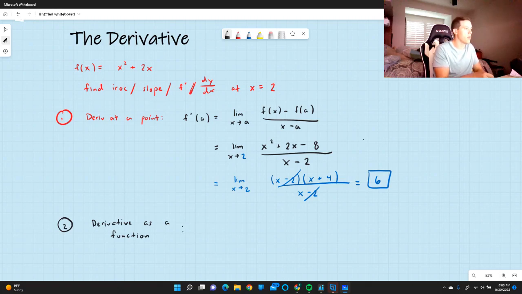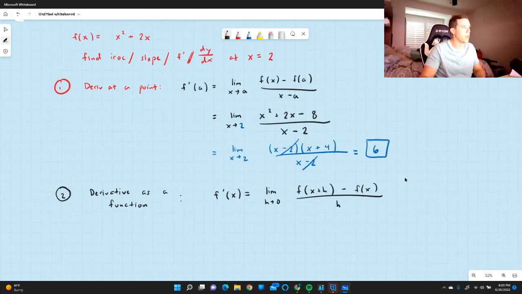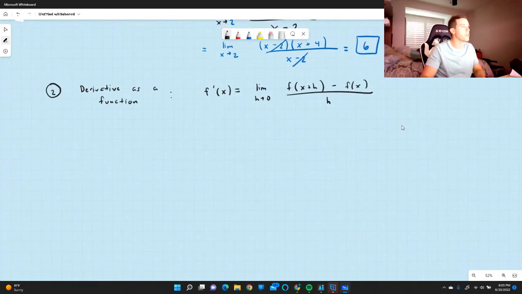The formula looks like this. To find the derivative function this time, not the derivative at a point, but the actual derivative function, the limit as h approaches 0, f of x plus h. You plug x plus h into the function, minus the original function, all over h. And this one has a lot more work to it, but it gives you the derivative function. So let's do an example. I'll give you the function.